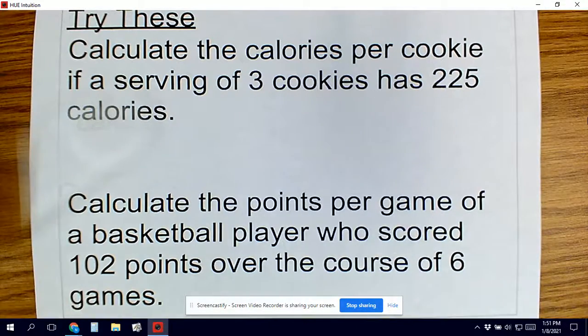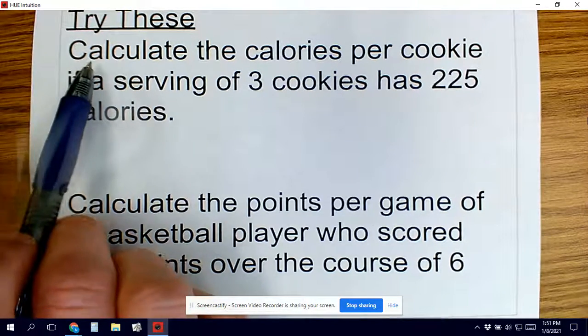Okay, finally, I have 2 more scenarios on the screen for you. I want you to go ahead, set up a rate for each, calculate the unit rate of both scenarios. Pause the video to complete those, and when you have both unit rates, come back, hit play, and check to see how you did. Well, hopefully you gave yourself enough time to complete both of these. Let's go over them together.